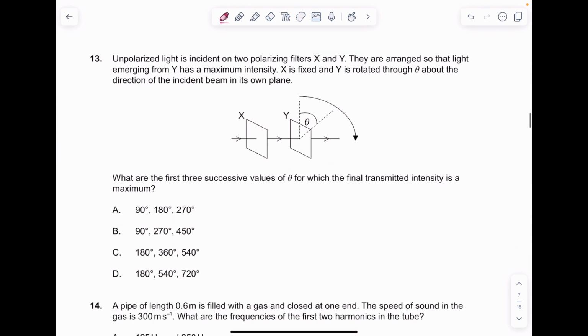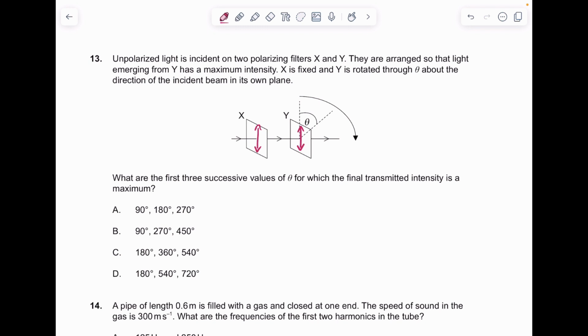Question 13, we've got two polarizing filters. They arranged so the light emerging from Y has a maximum intensity. So if the light emerging from Y has a maximum intensity, both of the filters must initially be set so that their polarizing directions are the same. So for the sake of argument, let's say that X is a vertical polarizer. If we're getting maximum intensity out of Y, that must also be arranged in a vertical polarization position so that everything that goes through X also goes through Y. That's the most we're going to get out at the end.